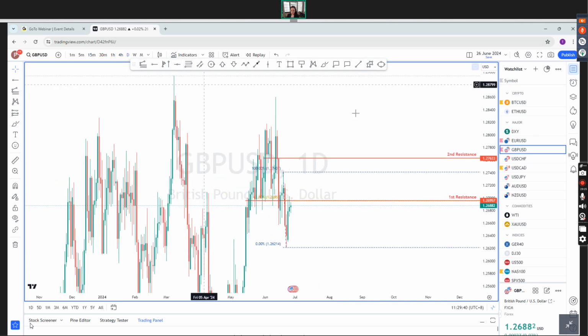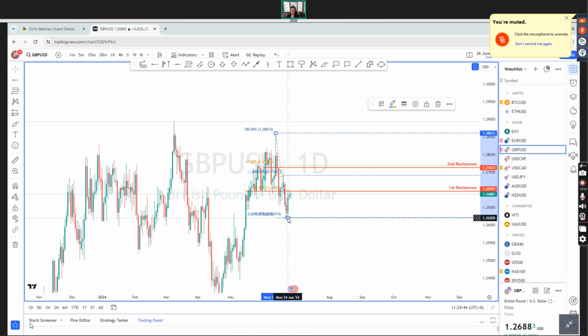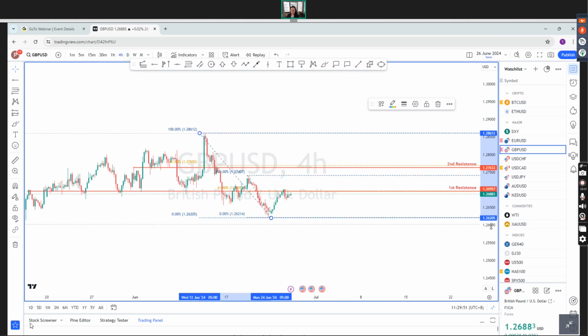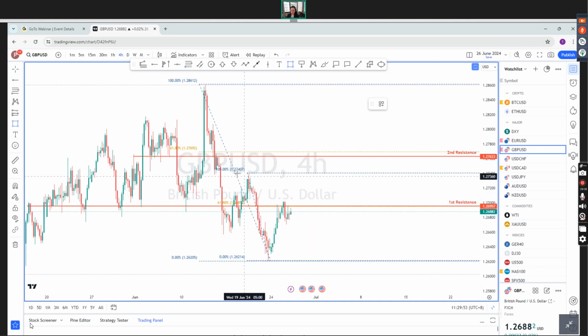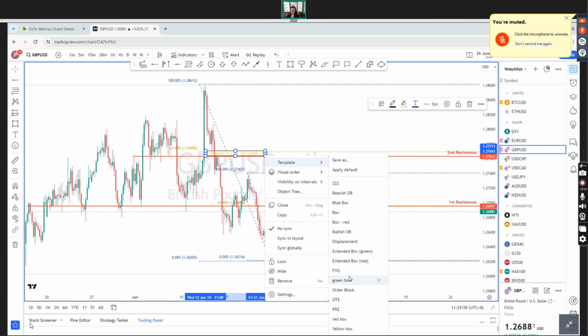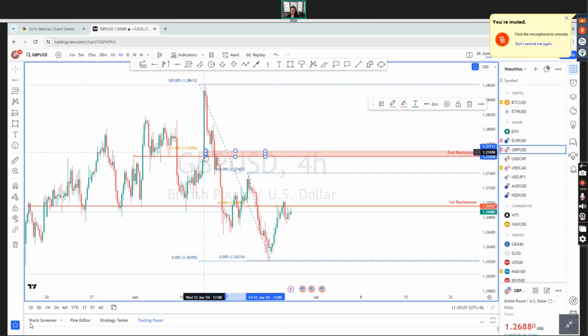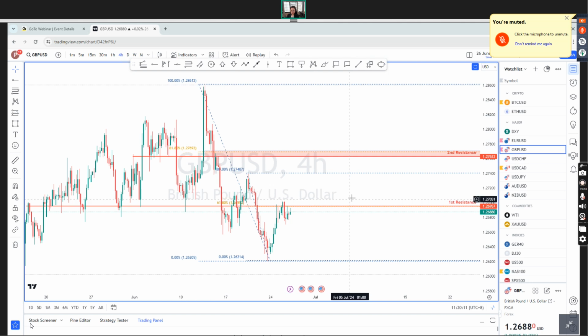You can use Fibonacci based on daily time frame, from a swing high to swing low here. That will be the 61.8% Fibonacci retracement in daily time frame, which is close to your resistance in H4. So meaning that if price breaks above your first resistance, the next key level is at the 61.8% retracement in daily time frame. Okay, this is your sell zone for GBPUSD in H4 time frame.